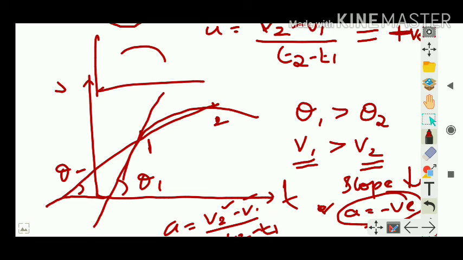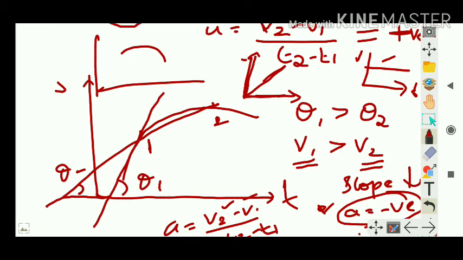Clear? And when is acceleration 0? When the velocity time graph is like this. Whenever you are having a displacement time graph, when will the velocity time graph be constant? When the displacement time graph is like this, then the velocity time graph will be like this.